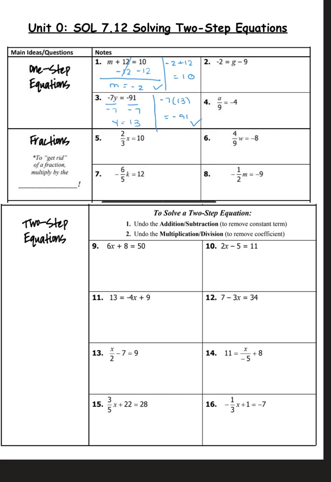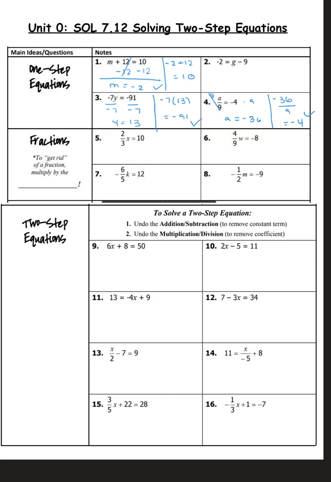All right, let's look at number 4. We have a divided by 9. Now in algebra 1, when we see a fraction bar, that represents division. So how do we undo division? Multiplication. So we're going to multiply both sides by 9. My 9s cancel, and I have a is equal to negative 36. I can check my answer by completing negative 36 divided by 9, which gives me a negative 4. So negative 36 is going to be my answer.